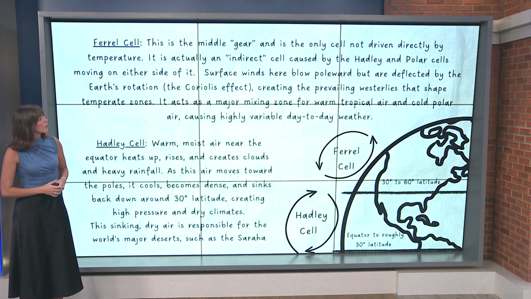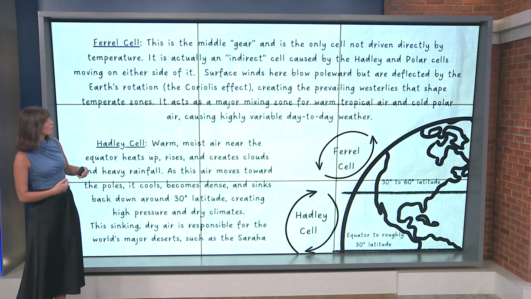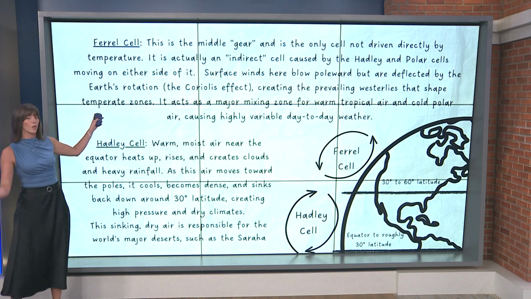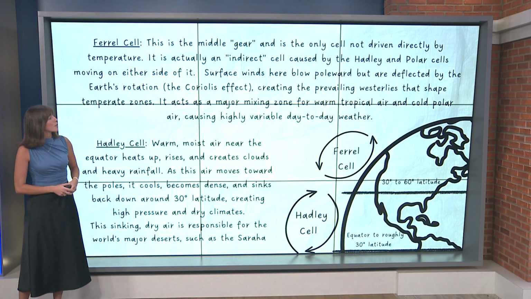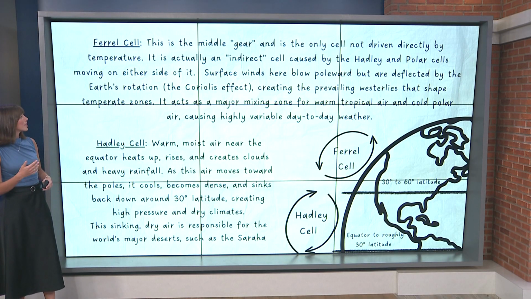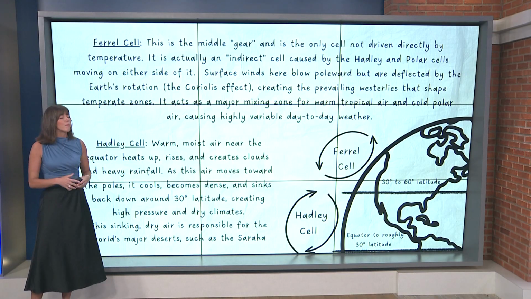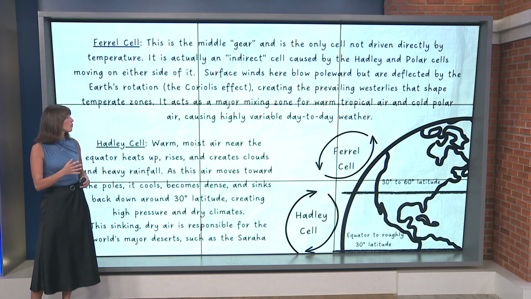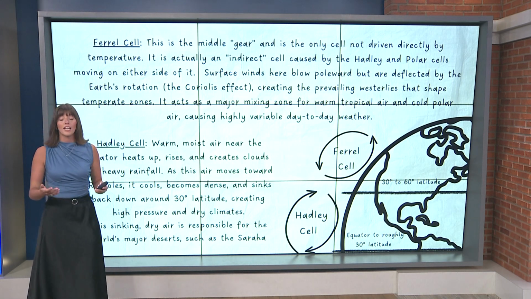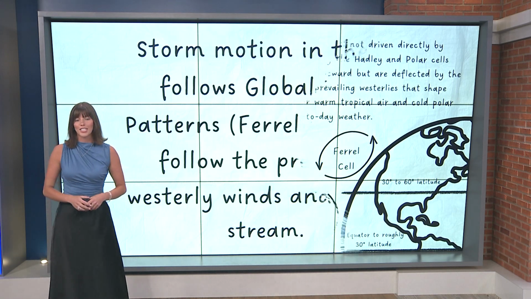The surface winds here will blow poleward, but are deflected by Earth's rotation, the Coriolis effect, and it creates these prevailing westerlies. They shape the temperate zones. It acts like a major mixing zone for tropical weather and for those cold polar air masses that we'll see, especially when we're getting into the changing seasons.